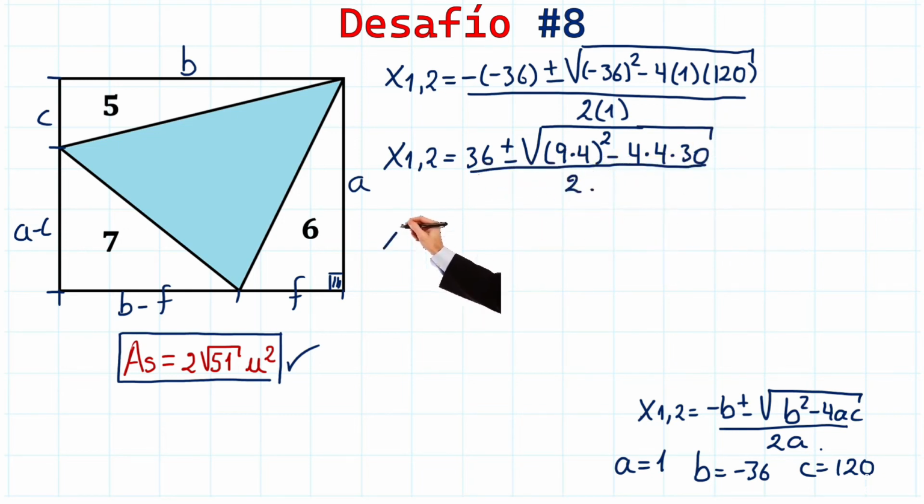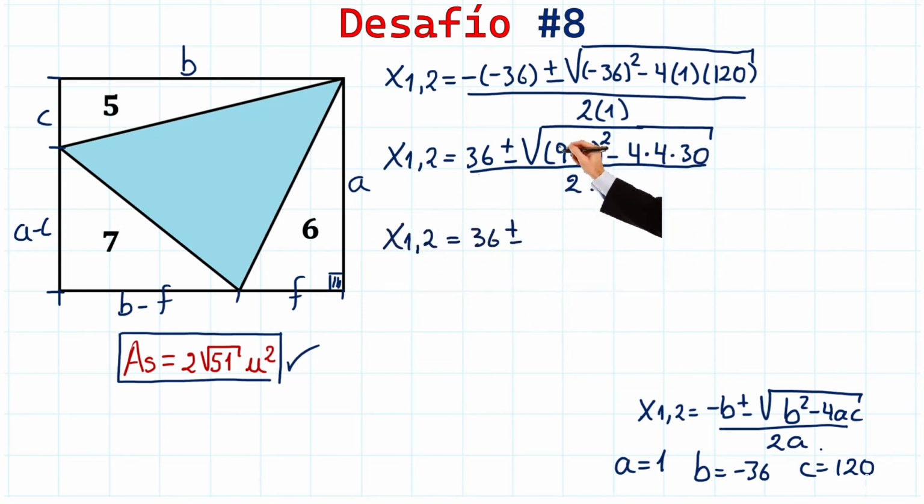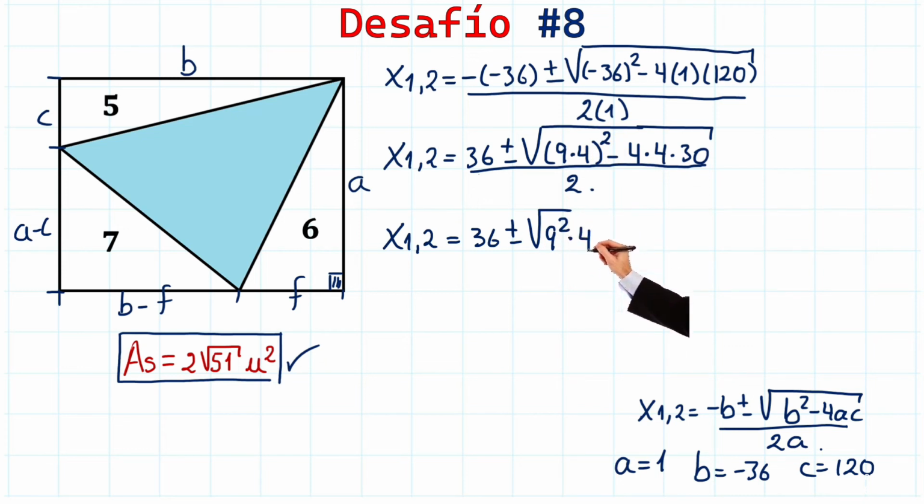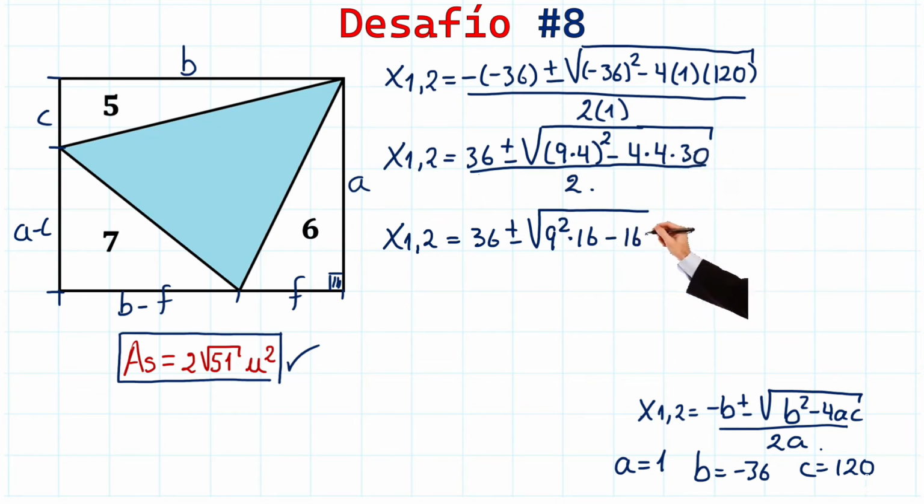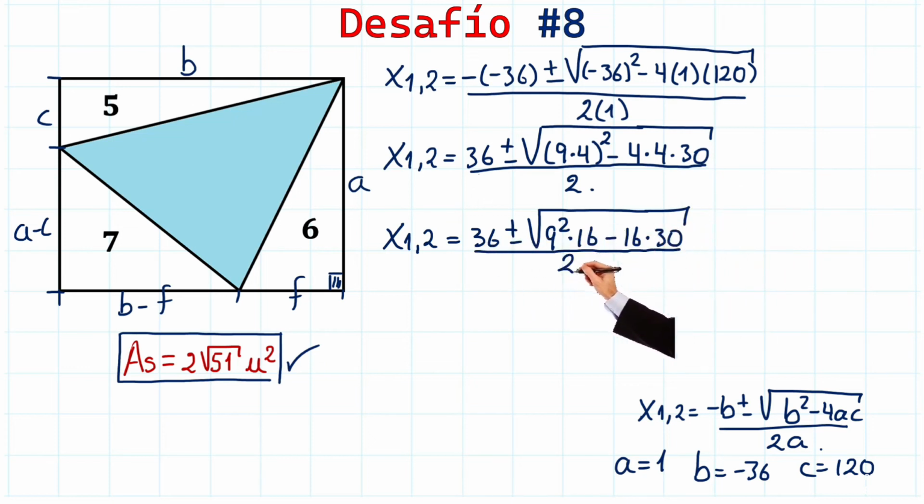Alright, awesome. Here we have x1,2, which is going to be equal to 36 plus or minus. And here, notice that we can distribute this 2 to each term. So we would have here 9 squared, and then this 4 also squared. So 4 squared, but we know that 4 squared is 16. Very well. Okay. Here we have 4 times 4, which is also 16. Very good. And here we have times 30. Great. Look, we have 16 here and 16 here. That's very convenient. All of this over 2.